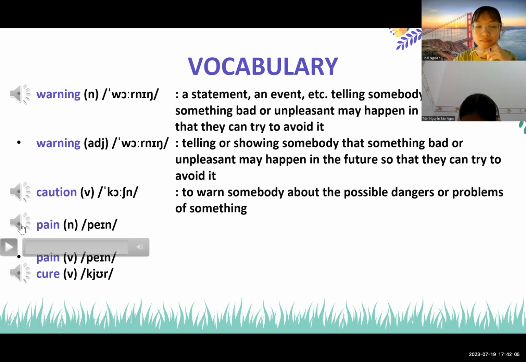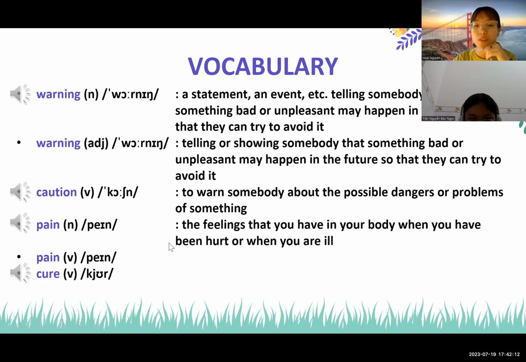Now next we have pain. Pain is the feeling that you have in your body when you have been hurt or when you are ill, right? So Bảo Ngọc, do you feel a pain right now, a pain all over your body? No. No, okay. So you are stable, right?